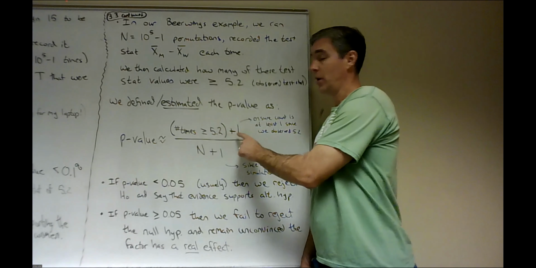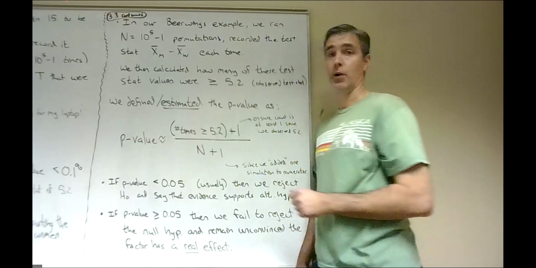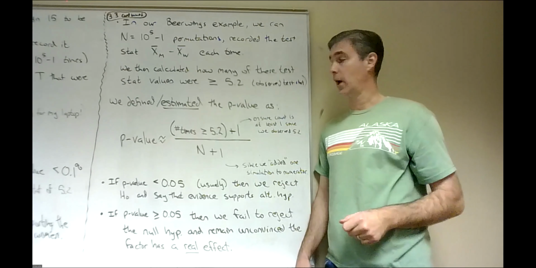And that might mean we've counted it twice if one of our permutations happens to be the original layout of men and women, okay? Fair enough, though. We're going to make sure we count it. So this plus 1 is to ensure that the original data set gets included, okay? And maybe it gets included twice, but at least it gets included. This ensures the numerator is not 0. So it ensures the p-value approximation is not 0, okay?